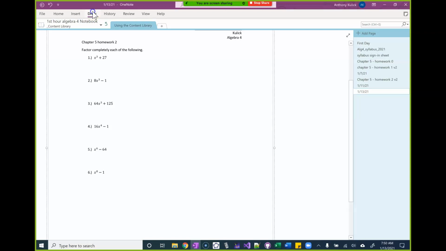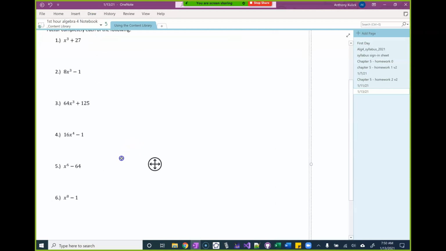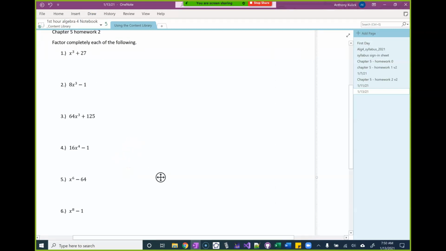So we'll do number 2 while we wait. When we're working on this, I'm going to have the factoring tree that we built before in mind. So the first thing I'm going to look for is a greatest common factor. Clearly there's not a greatest common factor because the coefficients 8 and 1 have no common factors, and there's variables in one but no variables in the other.